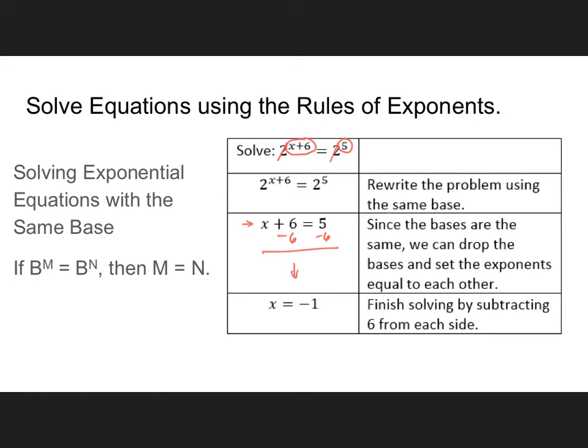And you can always check these by plugging x equals -1 back into the original equation. So let's do that. 2 raised to the -1 plus 6 has to equal 2 to the 5th. And we can see here 2 to the 5th is equal to 2 to the 5th, and that's a true statement. So we know x equals -1 is a good answer.